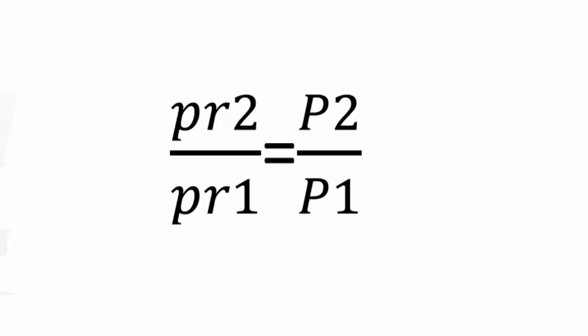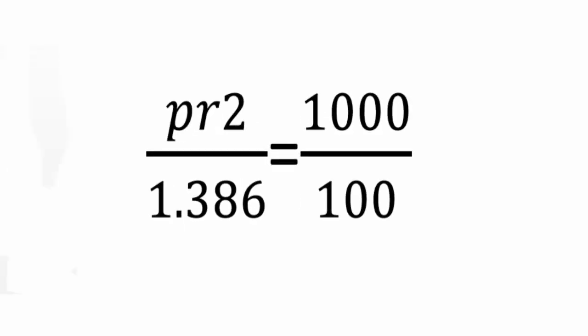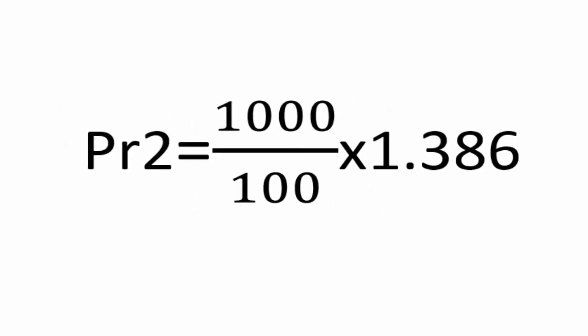Now putting the values in this, PR2 divided by 1.386 is equal to 1000 by 100. Now we will multiply both sides by 1.386. This comes out as PR2 is equal to 1000 by 100 into 1.386. Now we calculate it, and we get PR2 as 13.86.